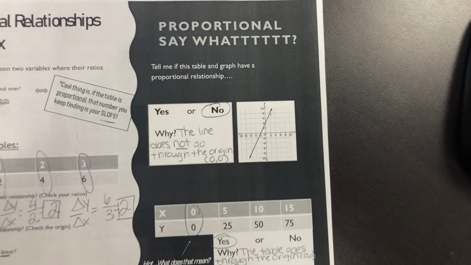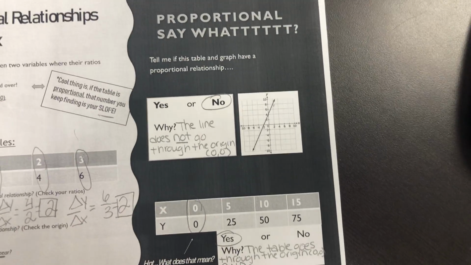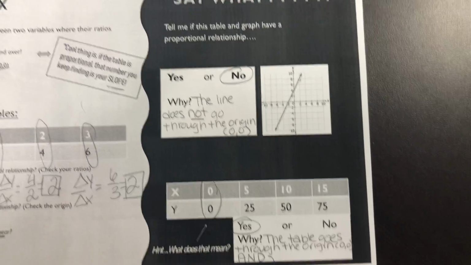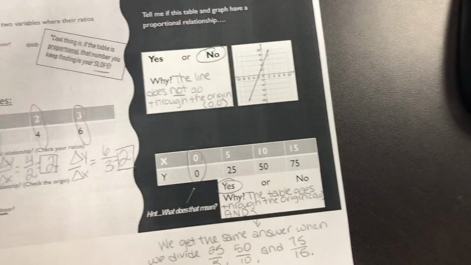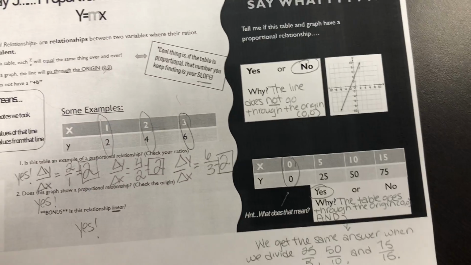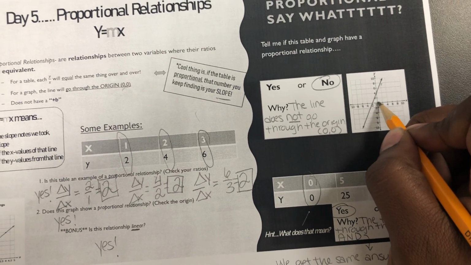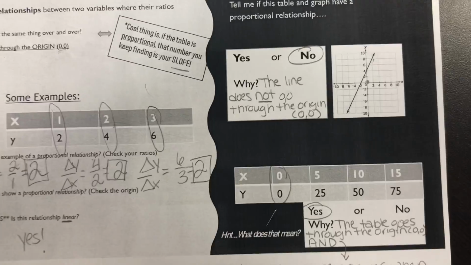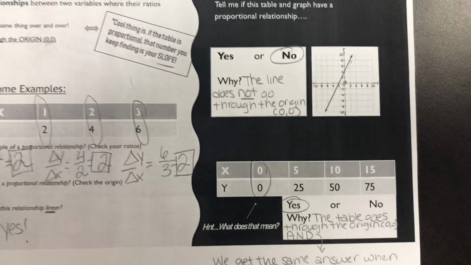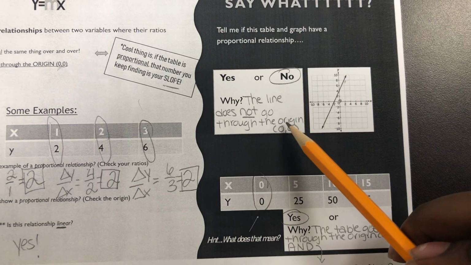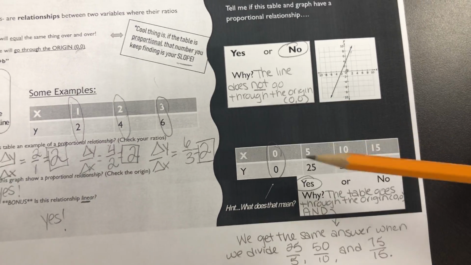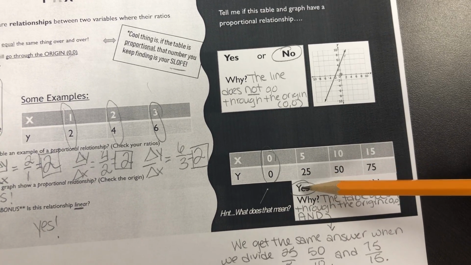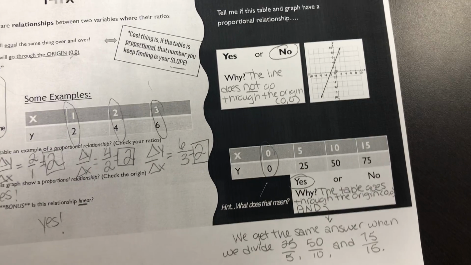So here's our answers to the little "is it proportional or not, and then why." So for the graph, no, it was not proportional because it did not go through our (0, 0) right there. Okay, so I put the line does not go through the origin, or you would have been fine if you put (0, 0). Then for the table, we said yes because of two reasons, actually.